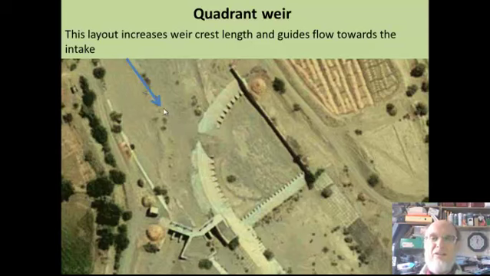This is another similar solution with a quadrant weir. Curved weir here, so a longer crest length than would be achieved in the channel width, and that quite nicely guides the flow to the intake and the sluiceway.